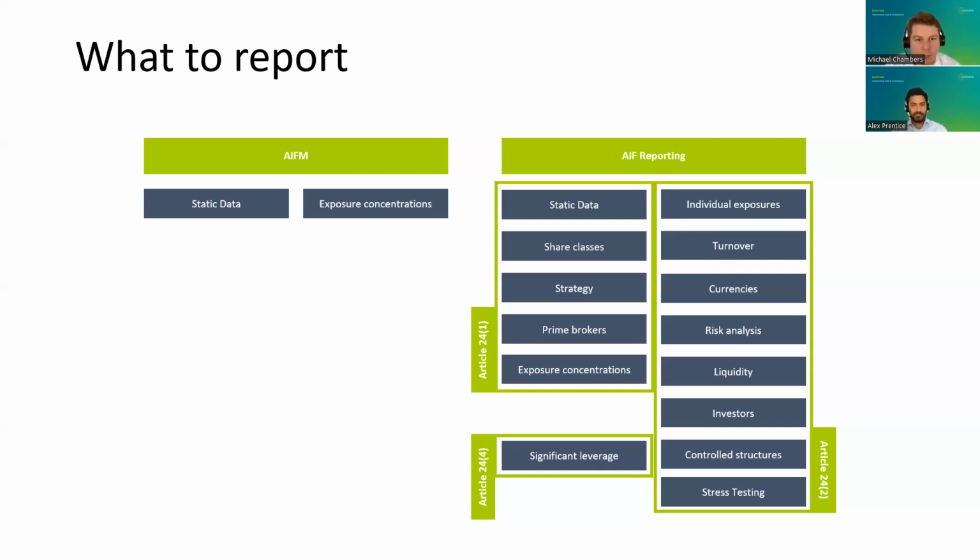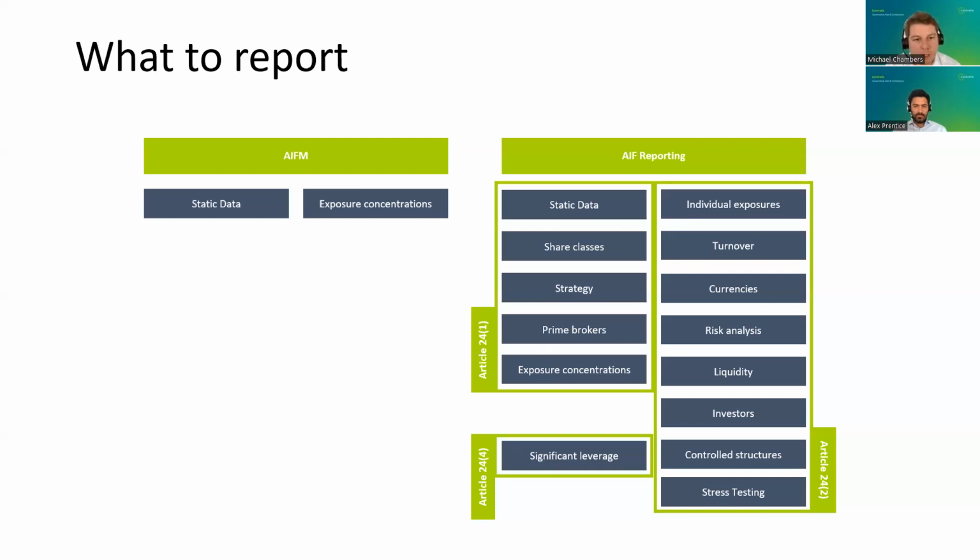We then go into some exposure concentrations, which, like the AIFM report, are those aggregated summaries, if you like, that are common, aggregated by common characteristics. So report the top 3 exposures to particular marketplaces, or report the top 5 exposures to a particular sub-asset type, that kind of thing. So we're not disclosing instrument names or instrument counterparties. It's purely aggregated and anonymized information.